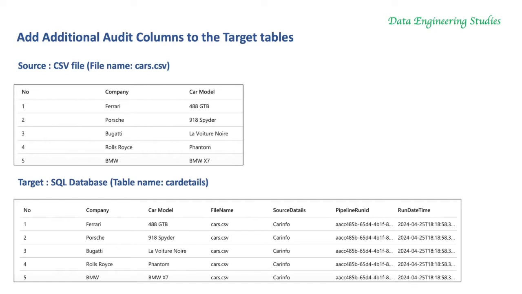The third column is the pipeline run ID, which contains the pipeline run ID information. The fourth column is run date time, which contains the date and time on which the data got loaded. These additional columns help us to track the data in case of any data issues in the future. I hope the use case is clear. Now let's get into the implementation.